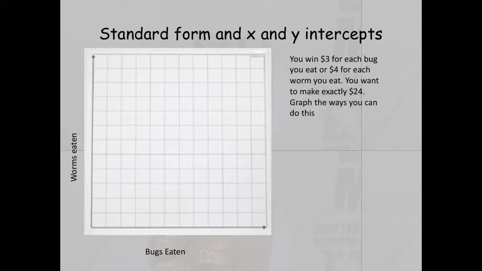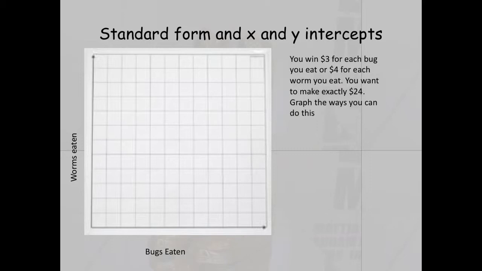All right, our last topic has to do with standard form and the x and y intercepts. You win $3 for each bug you eat, or $4 for each worm you eat. So good. You want to make exactly $24. Graph the ways you can do this.